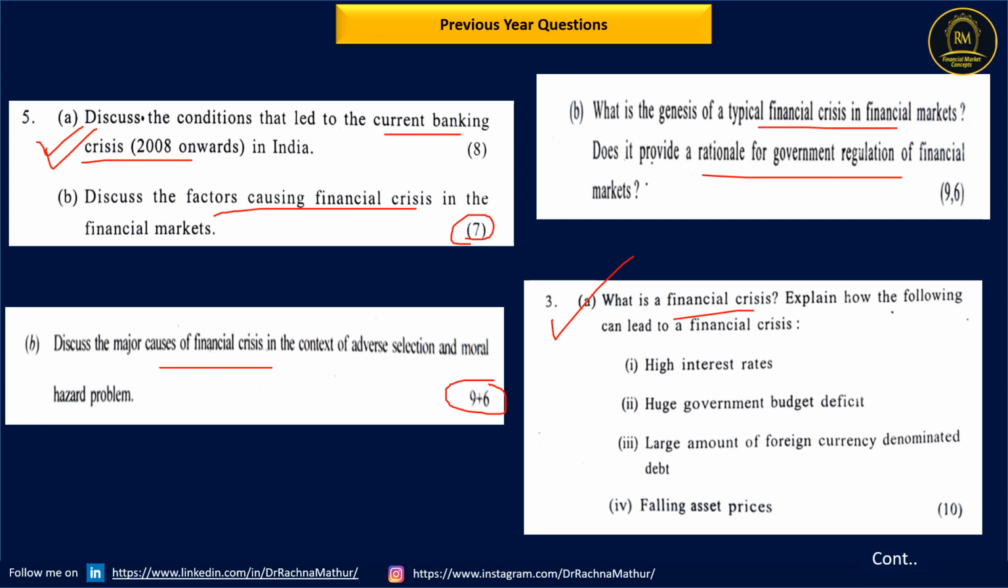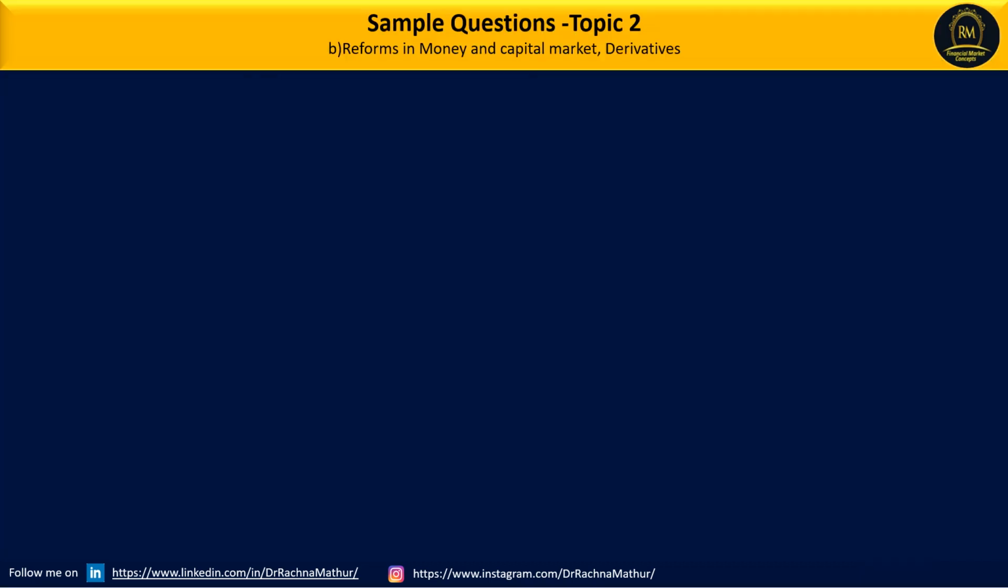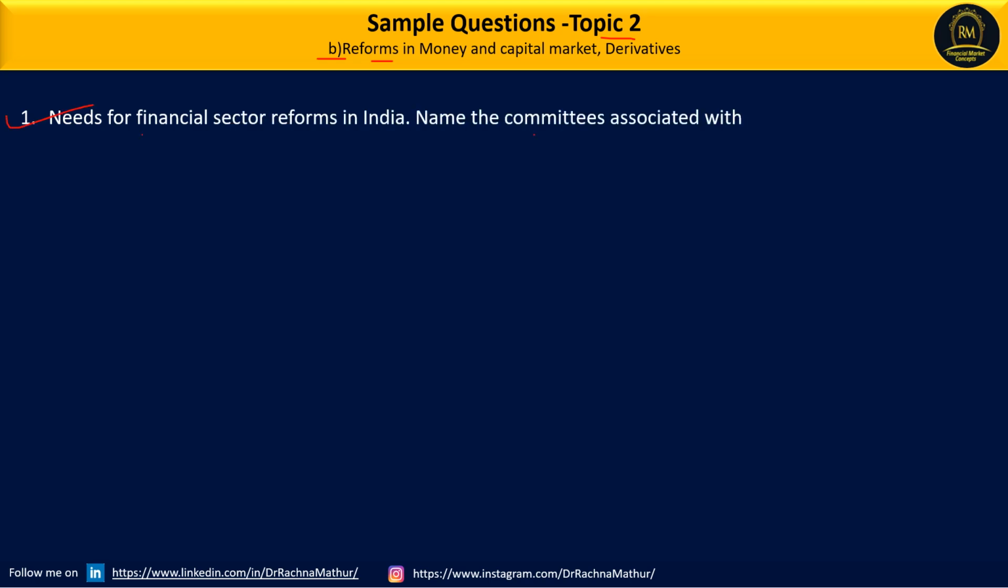What is a financial crisis, how is it caused, and what are the case studies given in your reading related to financial crises? So now coming to part B of topic 2, which is on reforms in money and capital market and derivatives. The first question is the need for financial sector reforms in India and naming the committees associated with these reforms. So if you go thoroughly with your reading, there is a topic on non-performing assets.